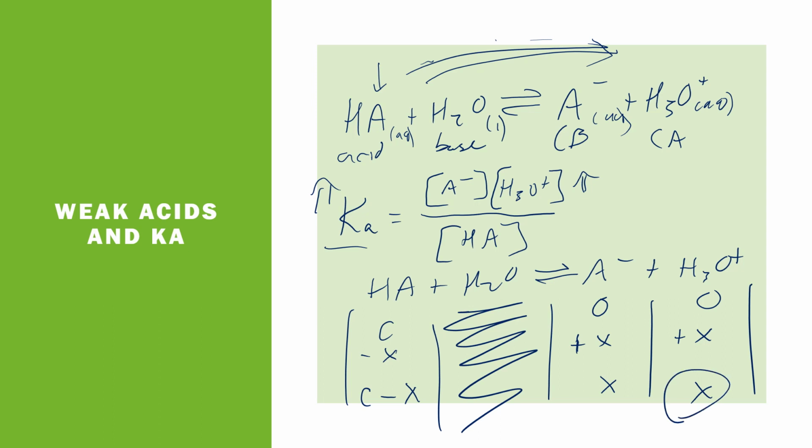This is important. If you can find X, then you can find the pH, because pH is equal to the negative log of H3O plus, or just H plus. So if you take the negative log of X, you get the pH, which is a very frequent question that they ask.